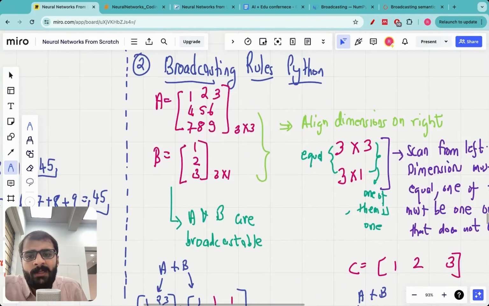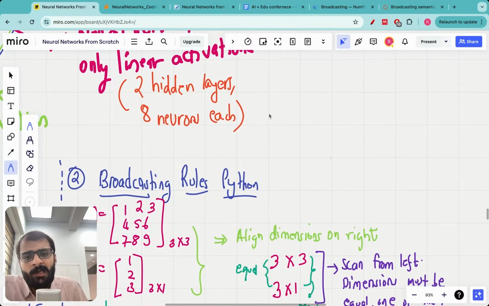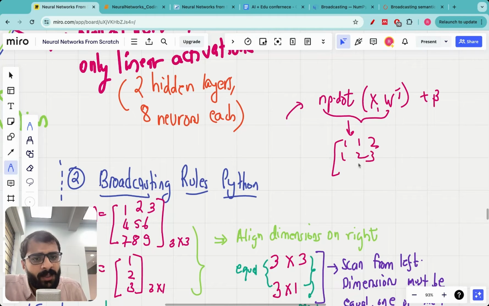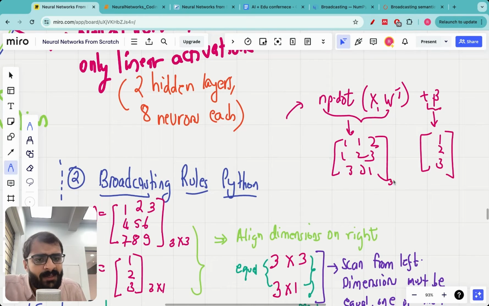Now let us look at the second main section of this lecture, and that is broadcasting rules. You might have noticed earlier that when we did np.dot(x, w.T) + b, this is a bit weird, right? Because this is a 3 by 3 matrix, so let's say it's 1 1 2, 1 2 3 and 3 3 1. But this is a 3 by 1 matrix, so it might be 1, 2, 3. And you might be thinking, how can we add these two? This is a 3 by 3 and this is a 3 by 1. How can we add these two?